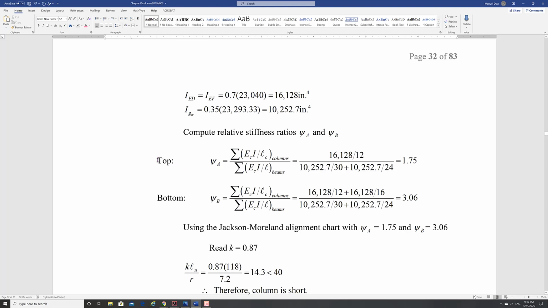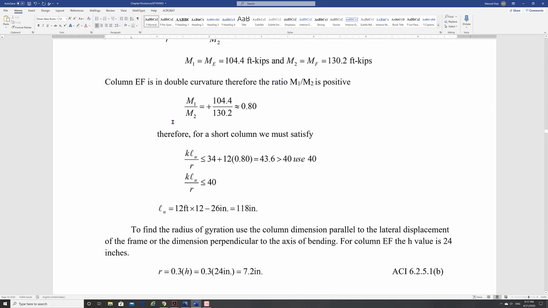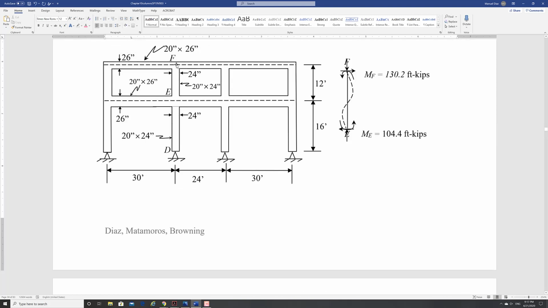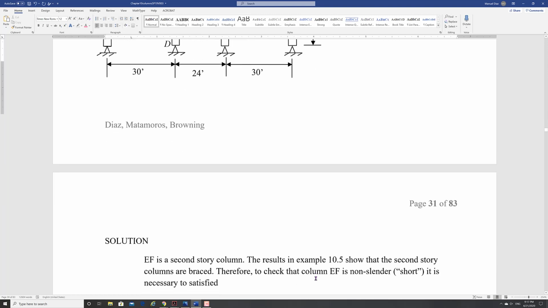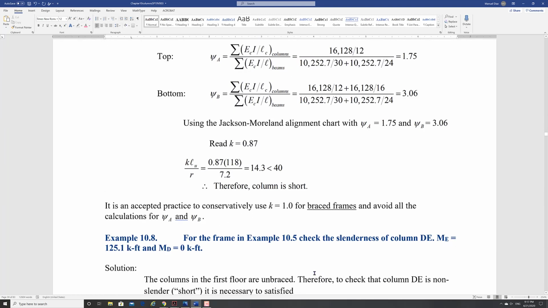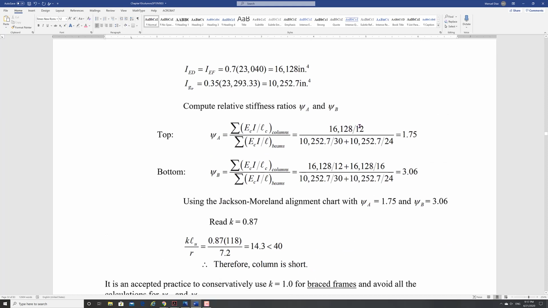So this is the top joint. Let's go to the top joint. The top joint of this column is this one. It has one beam on the left, one beam on the right, and only one column framing into that joint. So we have two beams of different lengths and one column getting into the joint. So one column, and we have one beam with a 30 and another beam with a 24. So that's my top value, 175.